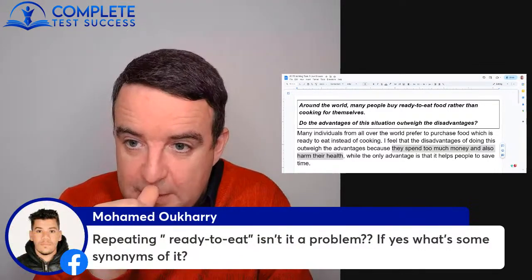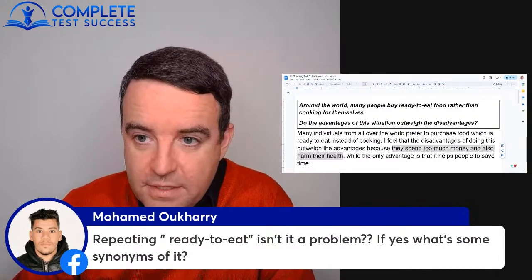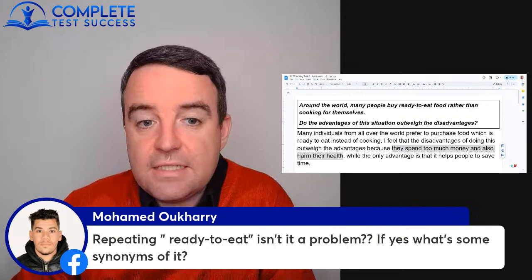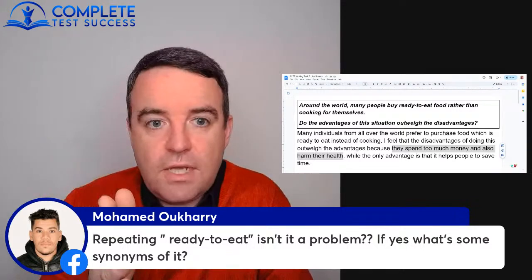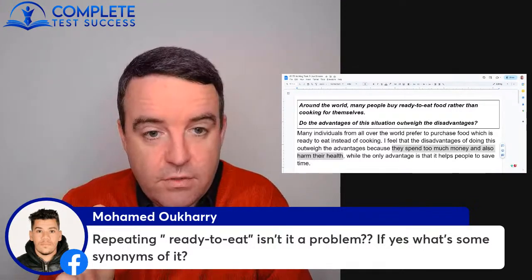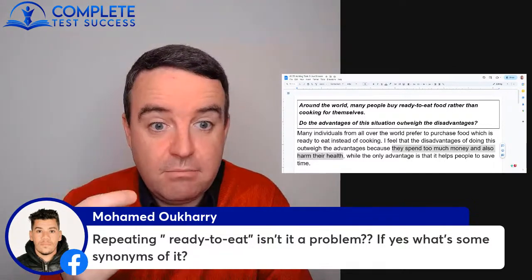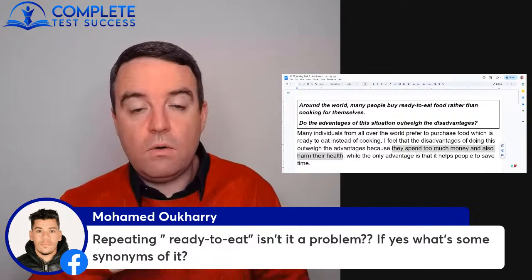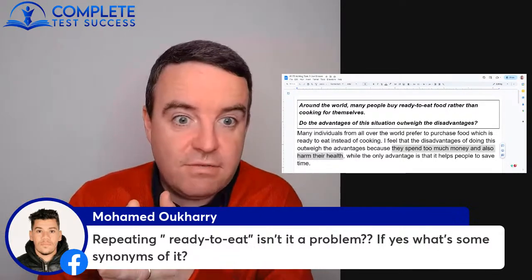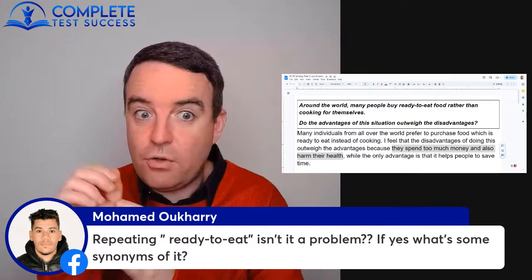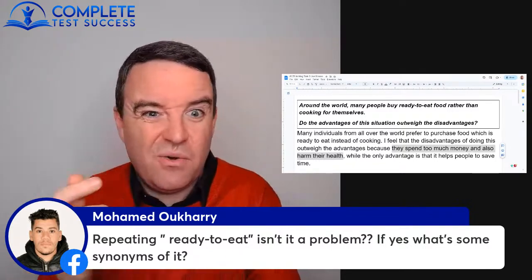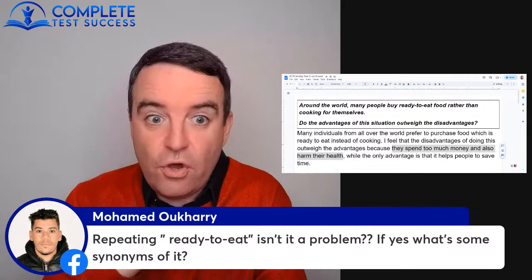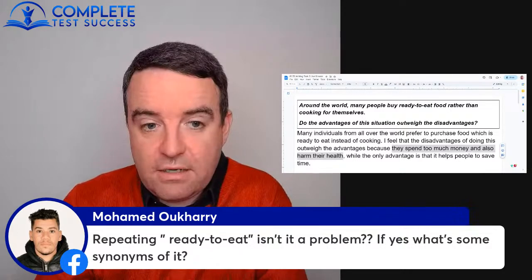Repeating ready to eat isn't a problem. If yes, what are some synonyms of it? You see, the thing is, you have to do the best you can with the vocab that you have. If you know other ways to say ready to eat meals, definitely say it in the other ways you know. But if you're thinking, oh, I've used that phrase like 6 or 7 times, and that's bad, and I'm going to go back and try to change it, but I don't really know another way to say it, but I'm going to change it anyway, that's a bad idea. And we see a lot of unclear writing because people take that approach.